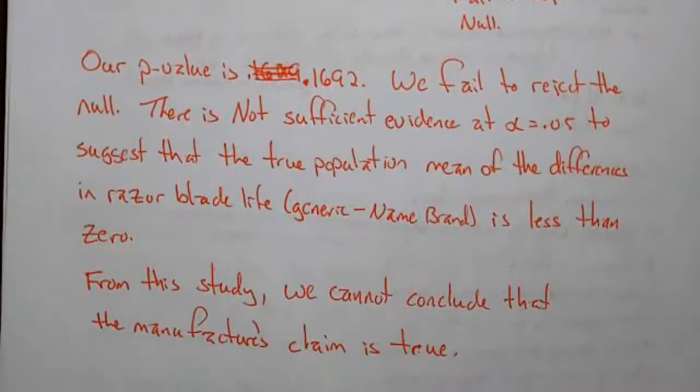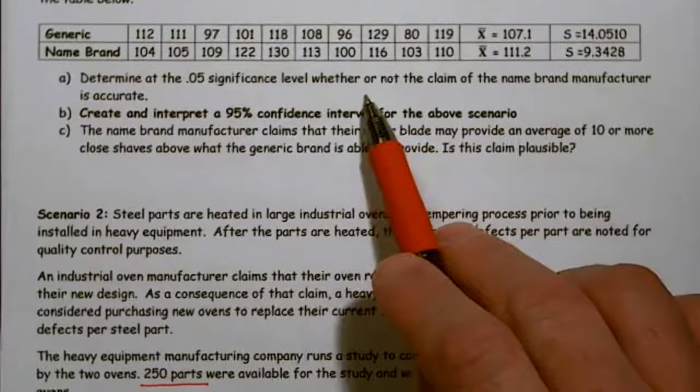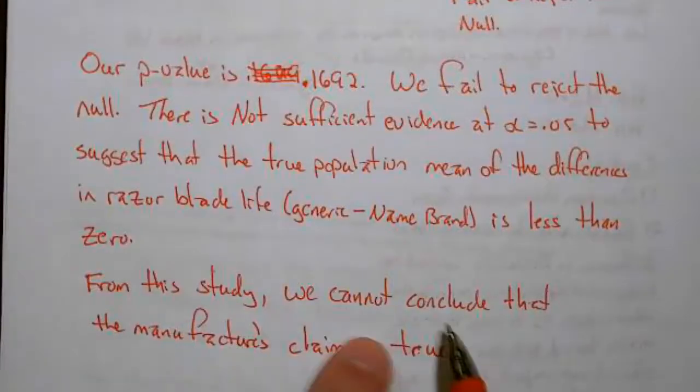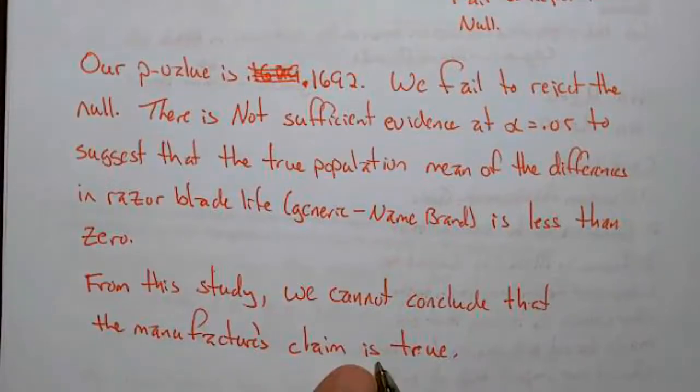We failed to reject the null. There is not sufficient evidence at alpha equal 0.05 to suggest that the true population mean of the differences in razor blade life, generic minus name brand, is less than 0. So from this study, and make sure we always answer the question, and the question was, did the name brand last longer? Or more specifically, whether or not the claim of the manufacturer is accurate. For this study, we cannot conclude that the manufacturer claim is accurate.